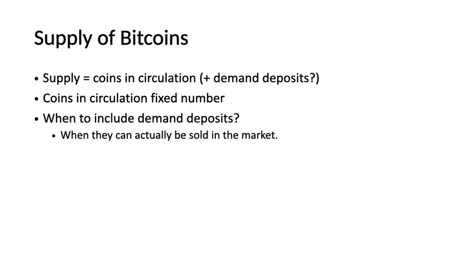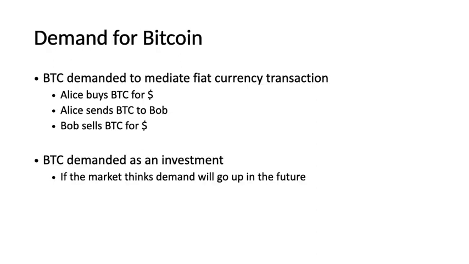Now, when do you include the demand deposits? The short answer is when they can actually be sold in the market. Now, the demand for Bitcoin: the Bitcoin demanded to mediate fiat currency transactions. So what that means is if Alice wants to buy Bitcoin for dollars, Alice sends Bitcoin to Bob, and Bob sells the Bitcoin for dollars. So it's basically all of the Bitcoins that are used in transactions.